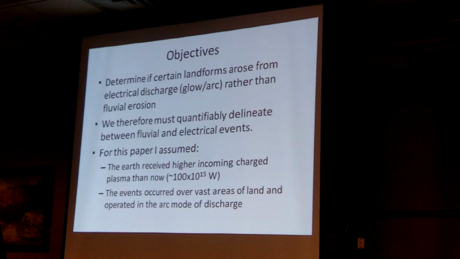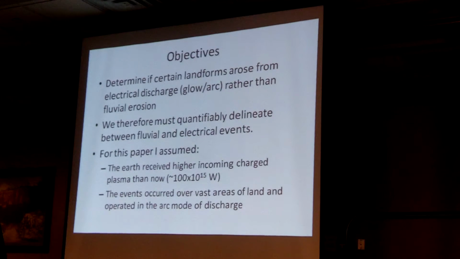So the objective of this study was to determine if certain landforms, however they arose, either from glow discharge or arc discharge, we don't know yet, occurred from electrical discharge rather than fluvial erosion. That was the goal. So we have to find a way to quantify that. And so that's where I use the fractal tool methods. And really the simple assumptions here for this study, I assume that things in the past were not as they are now. There were catastrophic discharges.